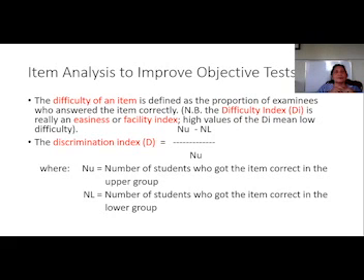Example. For a 20-item test, I got 15 out of 20. So what is the difficulty index of that? It's 0.75 or 75%. Is that good or bad?